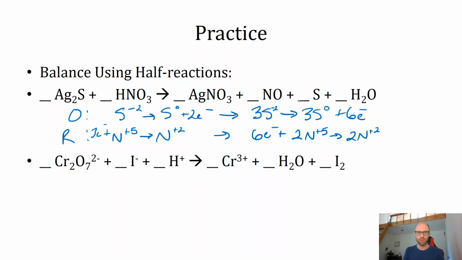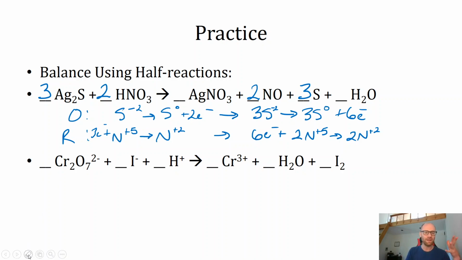So again, we insert these numbers. There's an S here, we're going to put a 3. There's an S here, we're going to put a 3. There's an N here, we're going to put a 2. There's also an N here. So what's cool about this reaction is that there are some nitrates that do react and some nitrates that don't react. So some of the N's go from a +5 to a +2. Some of the N's go from a +5 to a +5.